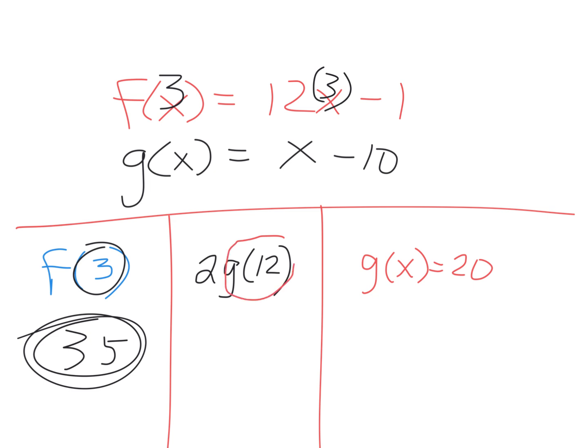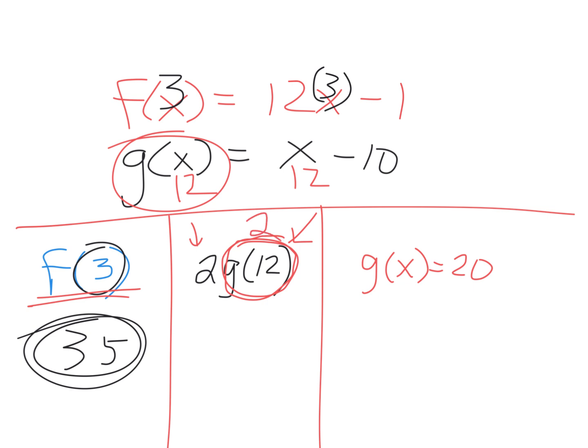This one, for some reason, confuses people a lot. But you just have to figure out g of 12. It's just like this one. And after you're done, take the answer and times it by 2. That's all this means. So g of 12 isn't that bad. You just stick a 12 in. G of 12 is 12 minus 10, which is 2. So if g of 12 is 2, then you bring this 2 down and you have 2 times 2. So the answer was 4.